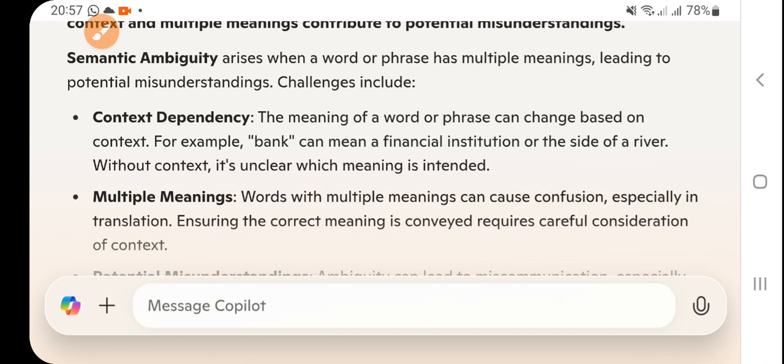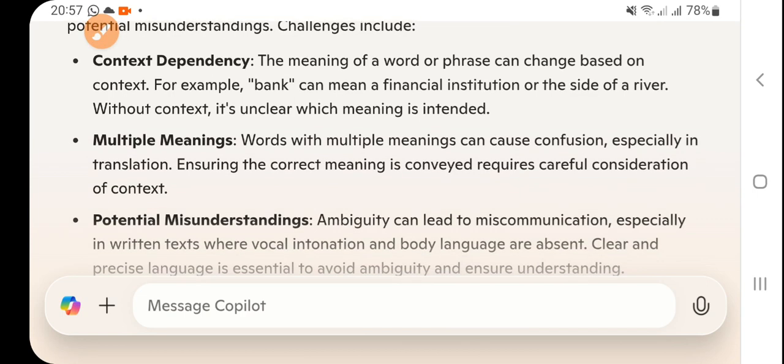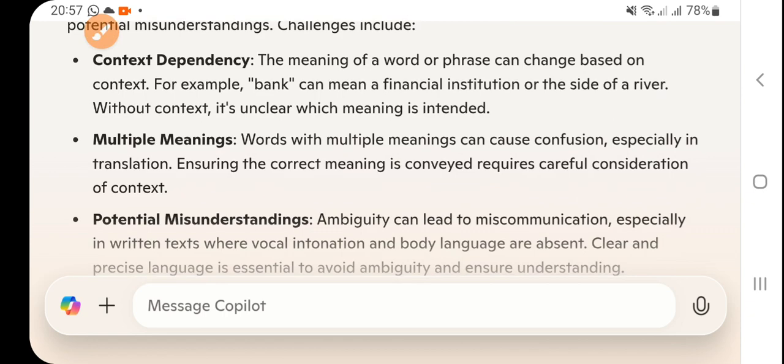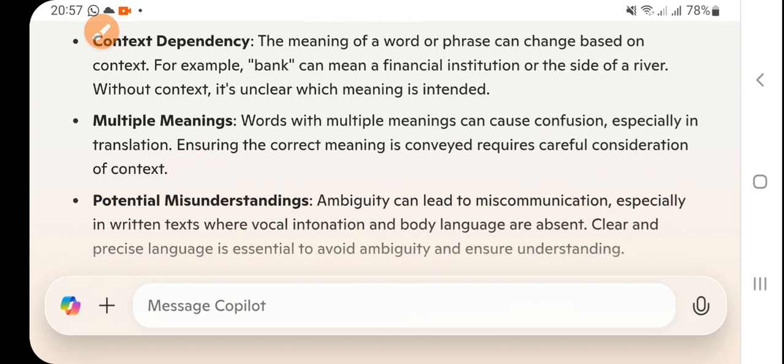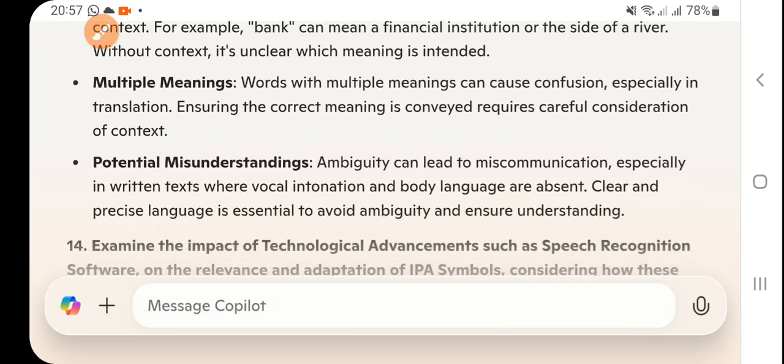Leading to potential misunderstanding. And then suppose a word is not befitted in that particular sentence, so that it creates ambiguity, like the dependency. The meaning of a word or phrase can change based on context. For example, bank can mean a financial institution or the side of a river. Without context, it is unclear which meaning is intended.